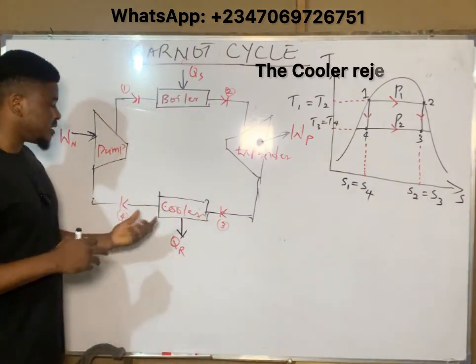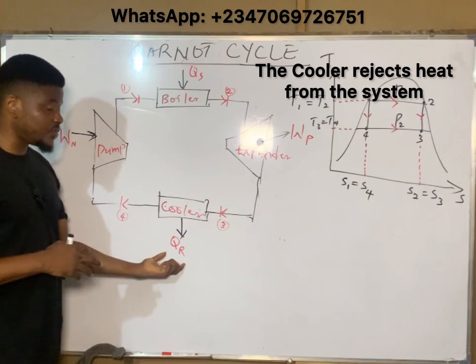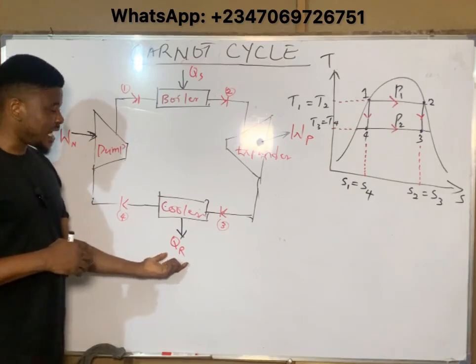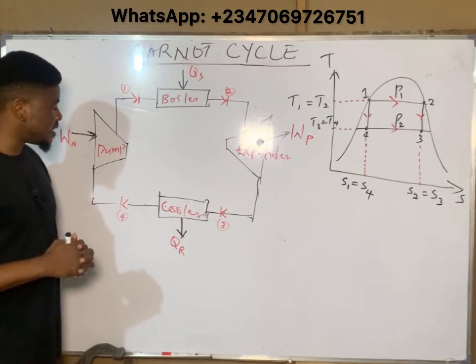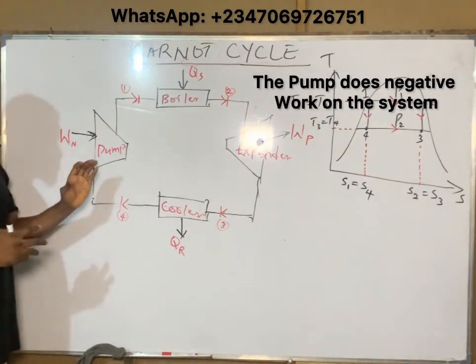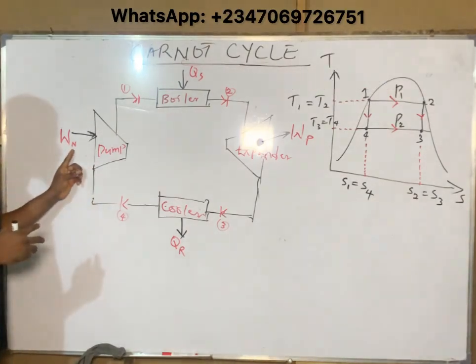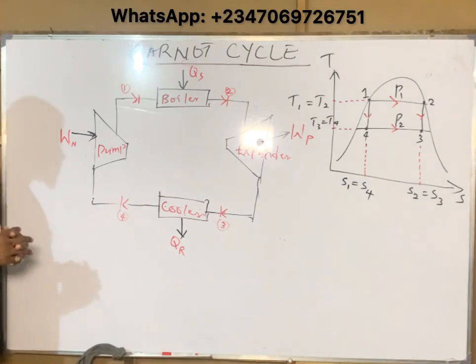Now we go to the cooler. The function of the cooler is to reject heat from the system. Hence, you see QR, R for rejection. And heat rejected by a system is always going to be negative. Next, we move to the pump. The function of the pump is to add work to the system. Hence, you see WN. N there means negative. The work done by a pump is simply negative.